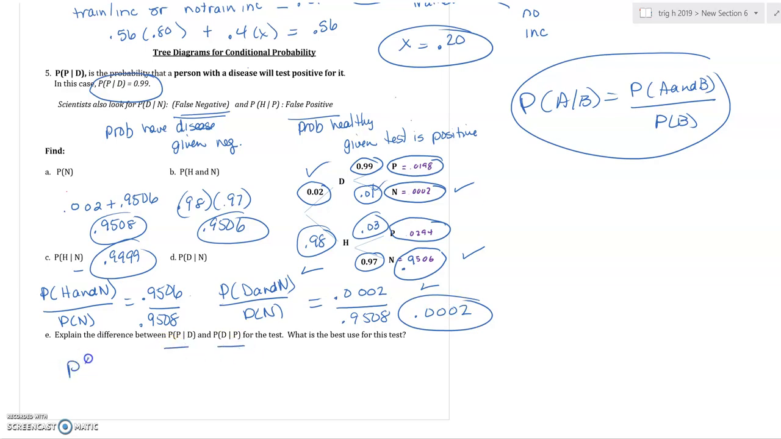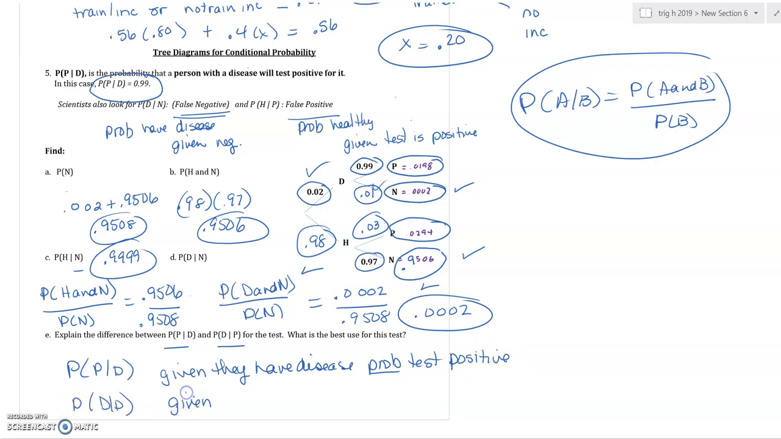Okay, so what is the difference between these two things? Well, the probability of P given D means that given they have the disease, it's the probability that they test positive. Probability of D given P is, given that the test is positive, what is the probability that the person has a disease?